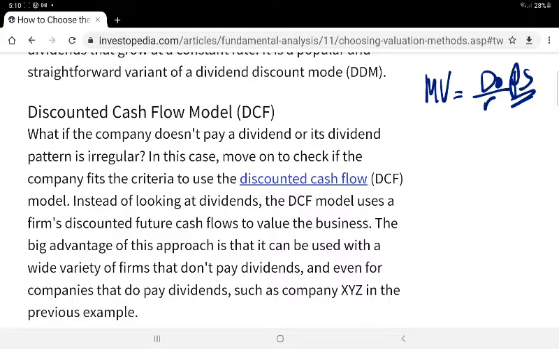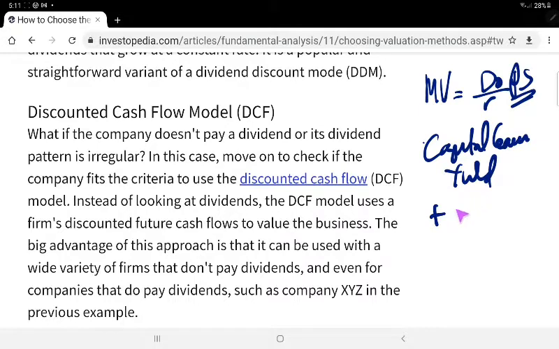Okay? And also, before we go to the discounted cash flow, if you do remember, when you talk about bonds, we compute for the yield, right, of which it is capital gains yield plus current yield.